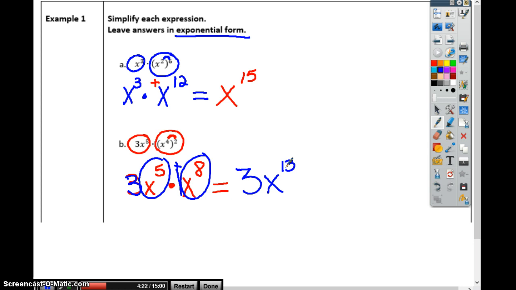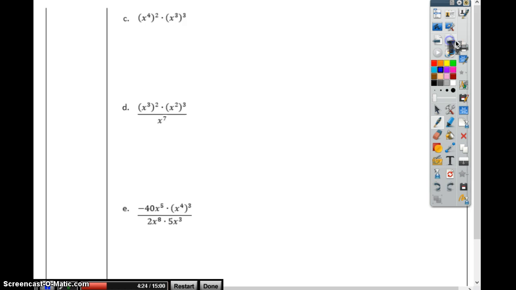All right, now let's move on. Letter C. Now we get into a problem where we simplify both of them.